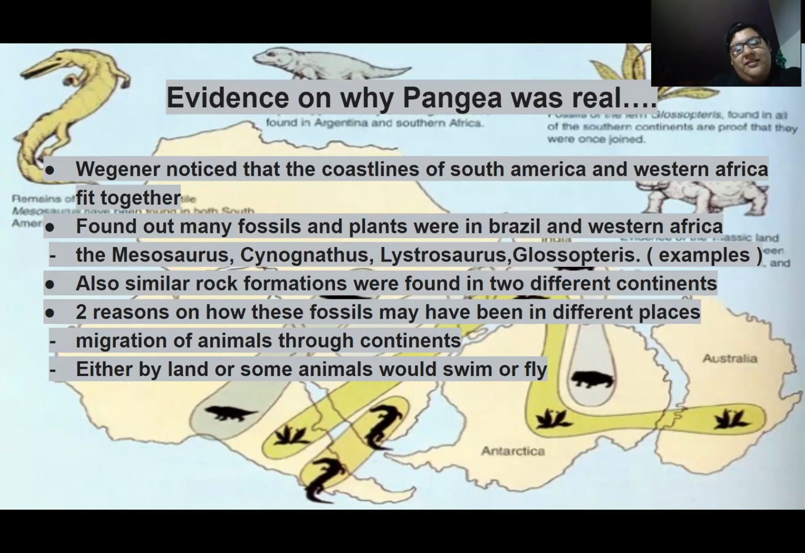Oh, and the other thing I forgot to mention was they found similar rock formations in two different continents. What does that mean to you? That means if you get a rock and you cut it in half, you put this rock over here and that rock over there, you'll be like, how did they get over here? They were together at one point, right? Correct me if I'm wrong. And that's why this is some evidence. This is just a breakdown of what it really is. It's not really anything hard.